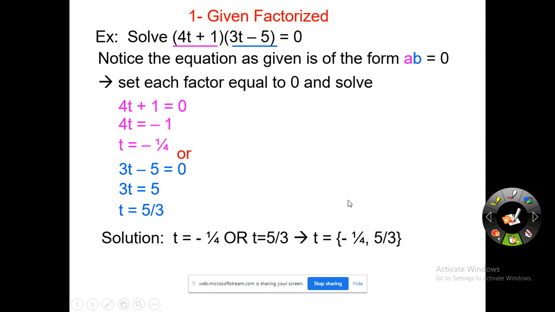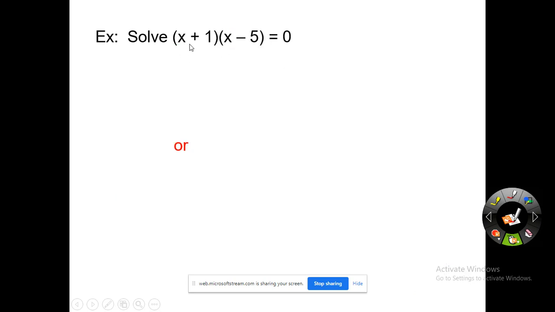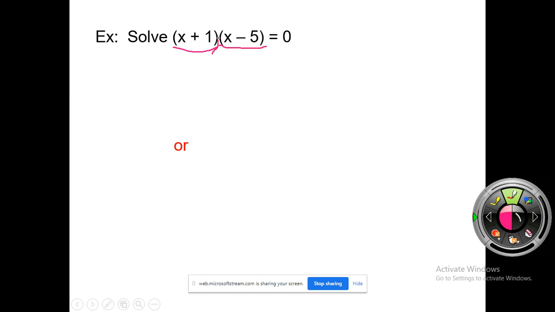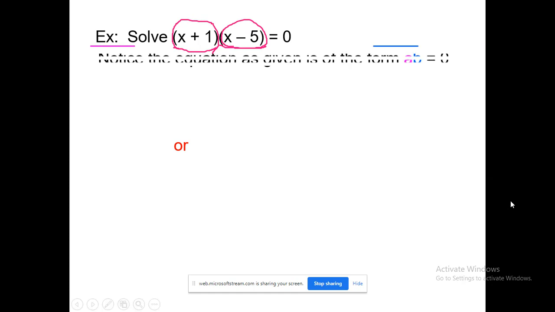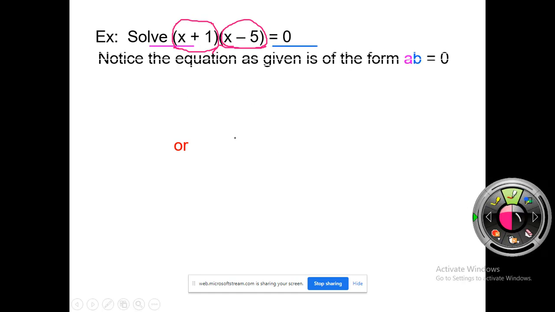I'll give you another example. If I look at this one, this is a multiplication. This is a product of two factors. We call it factorized because I have a factor times another factor. This one here is a factor, and this is another factor. It's as if I'm doing a number times another number, a parenthesis times another one. So this will give me 0 if one of the factors is equal to 0.